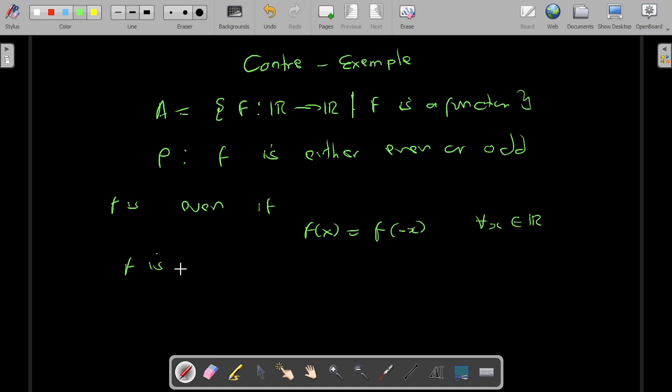And then now f is odd. f is odd if f of x is going to be equal to minus f of minus x. This is now for all values of x in the set of real numbers. So this is what it means for a function to be even, this definition here, and this is what it means for a function to be odd. So now I've said that the exponential function is neither even nor odd, so it doesn't satisfy any of these two equations that we have here.